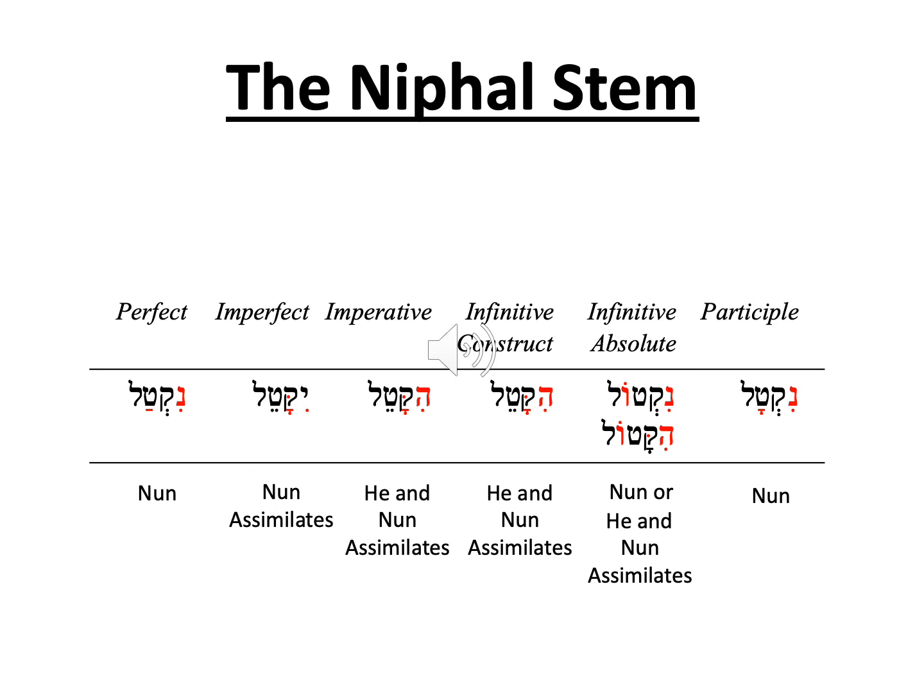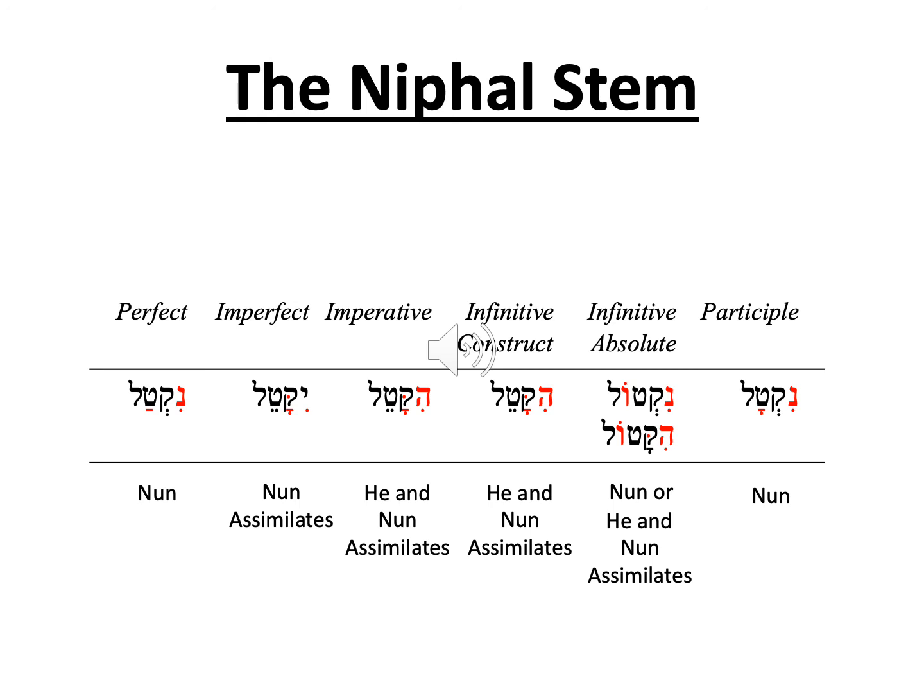Here is the entire verb paradigm for the Niphal stem. You'll notice that there is no passive participle because the Niphal itself is passive. You'll also notice that the nun of the Niphal exists in the perfect and the participle and in some forms of the infinitive absolute, but not in the other forms, although in all the other forms it is represented by a dagesh in the first root letter.